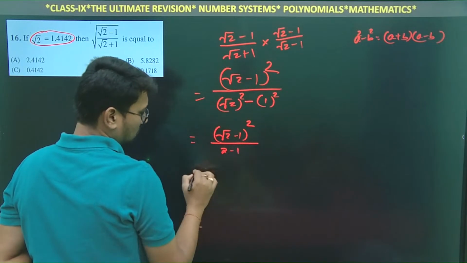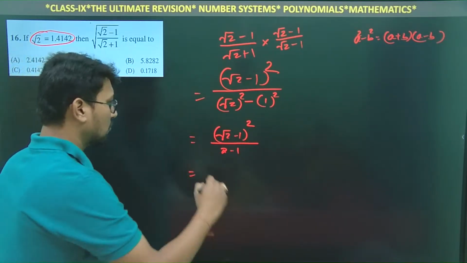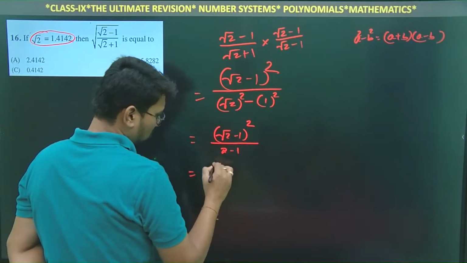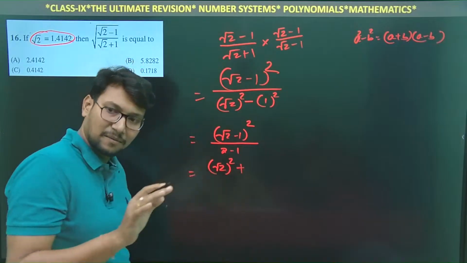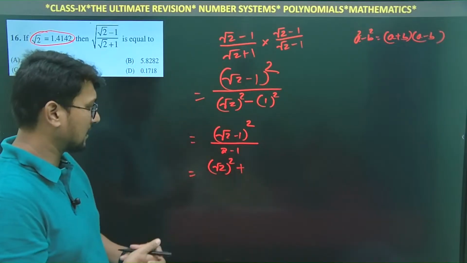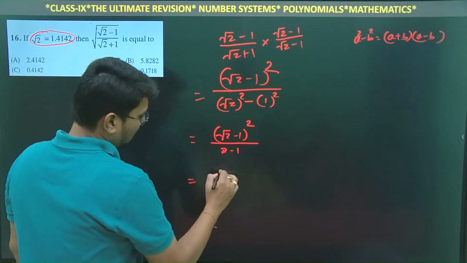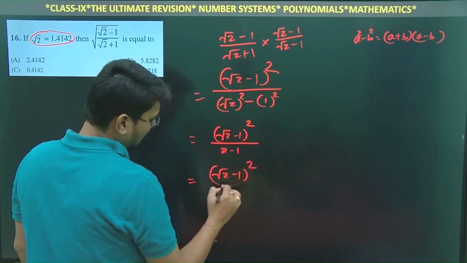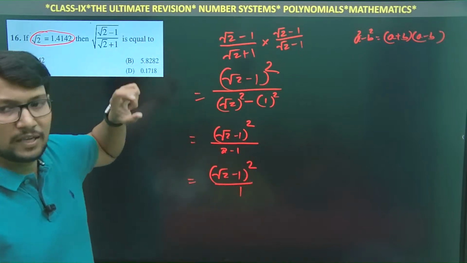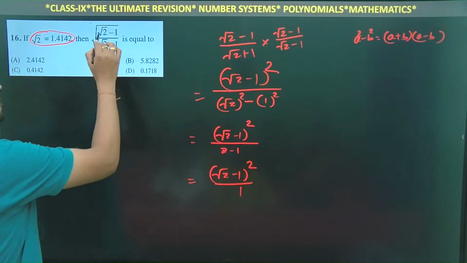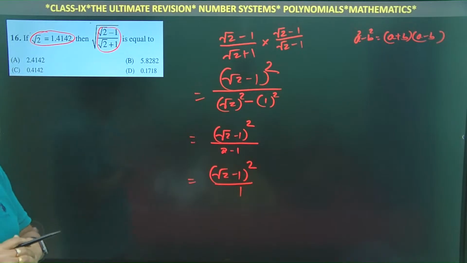Chalo. Root 2 minus 1 whole square by, what is that? 2 minus 1. Root 2 minus 1 whole square is how much? Root 2 minus 1 whole square kya? Root 2 square plus. Arey Baba, I know. Oh, you want to find directly that one. Okay. Chalo, let it be. Okay. So it will become what? Root 2 minus 1 whole square by 1. Okay? By 1. So we have simplified which one? Which one under root?